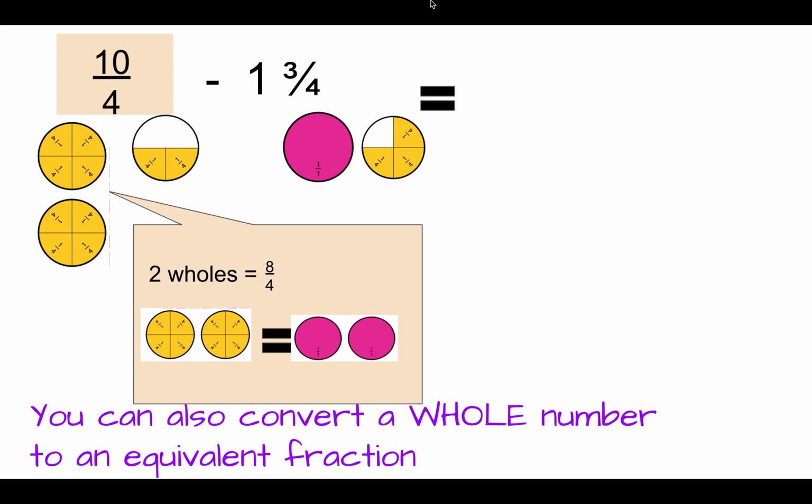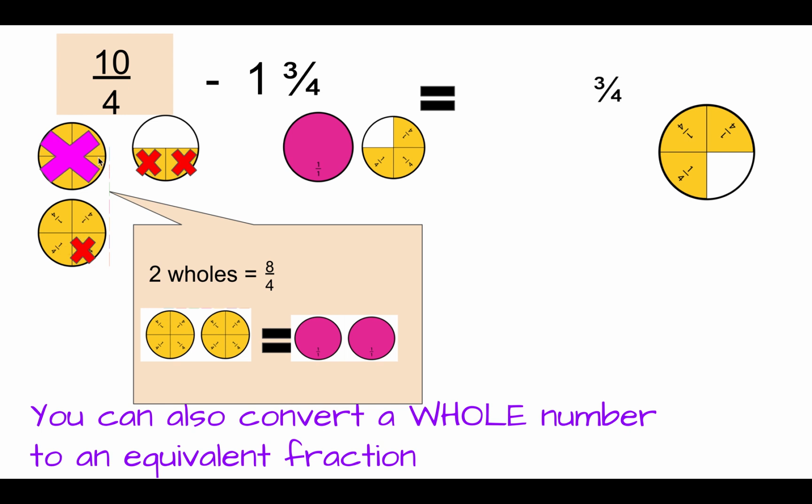Okay, so it's time to subtract. First, I'm going to take away 3/4. So I had to subtract 3/4 here, so I do 1, 2, 3. Then I need to subtract 1 whole. So I subtracted this 1 whole from the number I started with. So let's look at what I have left. I'm left with 1 and 3/4.